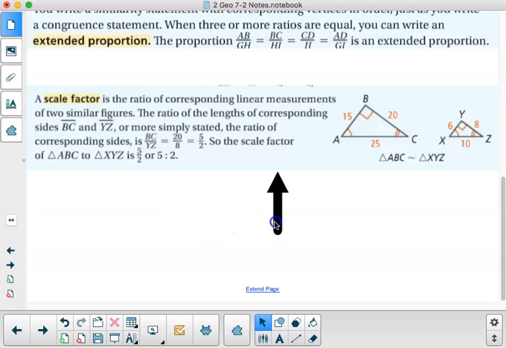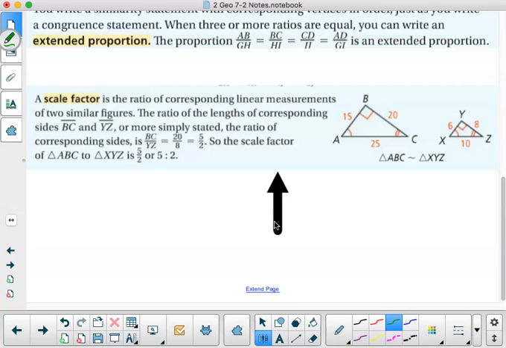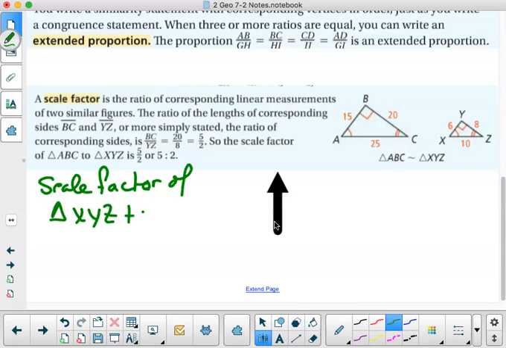Now, if I wanted to switch it, the scale factor of triangle ABC to XYZ is 5 to 2, but what about the scale factor of triangle XYZ to triangle ABC? What would that be? Now, XYZ is on top, so it'd be YZ to BC, which would be 2 to 5. It's the reciprocal of the one I just gave, but you have to keep in mind which triangle's information would be on top. Okay, so be careful.